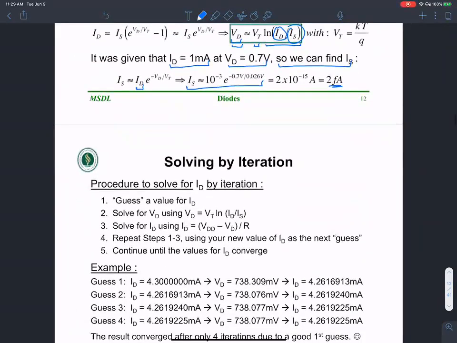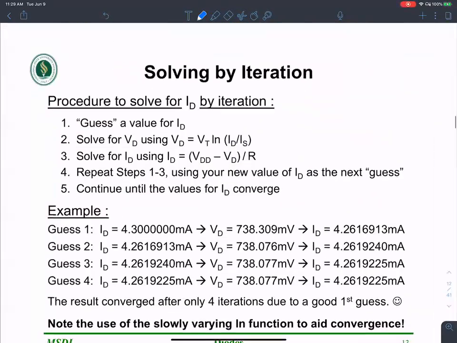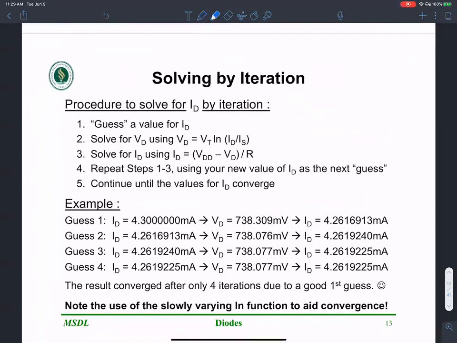Okay, now what we do is we start with a guess. So the general procedure to solve for ID using iteration is we guess for ID, which we came up with a value for that to be 4.3 milliamperes.